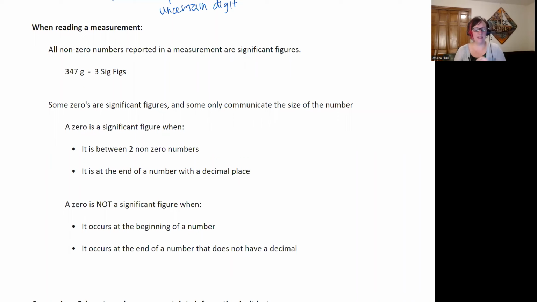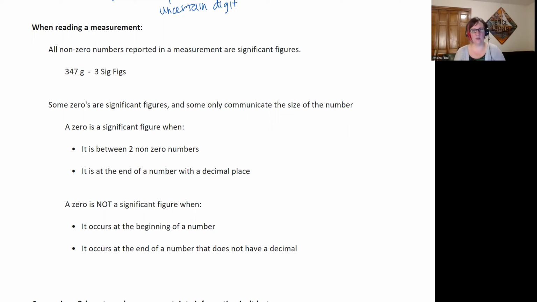I'm going to go over one last piece of information about significant figures that is challenging, and that is what to do about zeros, because zeros play two different roles in measurements and numbers. One, they can be a significant figure, they can be part of a measurement, but they can also be a placeholder that communicates the magnitude of the number, like its size, that it's a very small number or a very large number. And so we have a set of rules that help us with when a zero is a significant figure that we would include as part of the measurement.